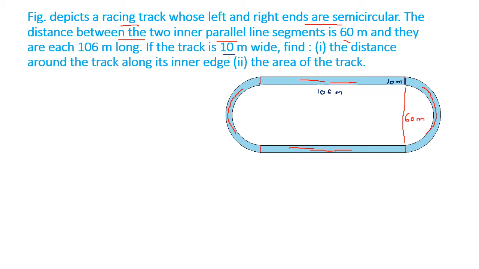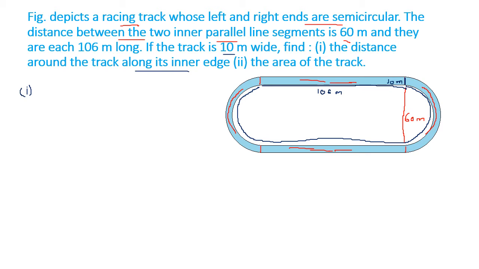We have to find the distance along the track along its inner edge. Means you have to find the length of the track on the inner edge. You have to find this, then this. So you have to find the length of this whole track on the inner edge. That is the first thing you have to find. So how will we find it?